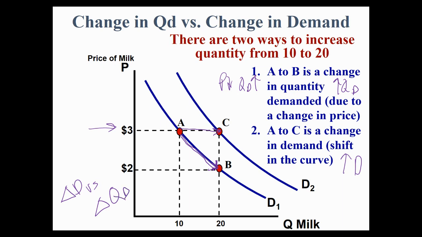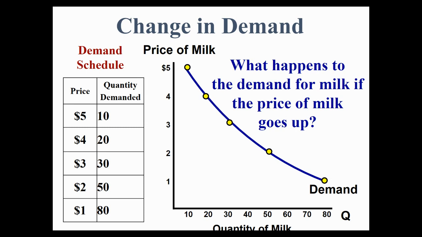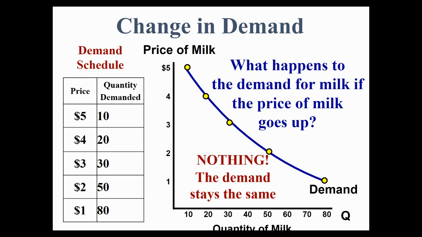This is going to be the same thing when we start talking about supply. When we talk about supply in module 6, it will be a change in supply versus a change in quantity supplied that we're going to have to know the difference of. Okay? So, what happens to the demand for milk if the price of milk goes up? Well, guess what? Nothing. The demand curve still stays the same. If we were here and price goes up from point A to, let's say, point B, the demand curve didn't change. We just see that increase in price from $2 to $3, and our quantity demanded fell from 50 to 30. So this example is an increase in price and a decrease in quantity demanded.